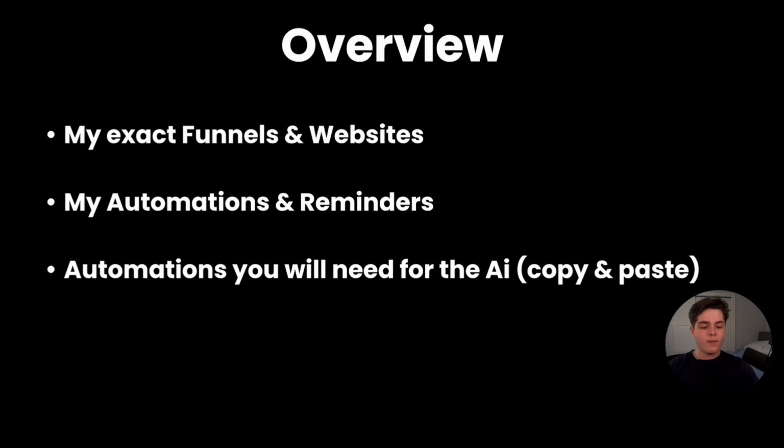Third will be automations you will need for the AI. This is a copy and paste. I'm not going to go crazy in depth on all this within this video. I have a whole section on it, but just think of it as what you'll use with the AI. So it's simple there. And then fourth will be the pipeline and organization. How do we keep people organized and everything like that? So let's quickly go into it.